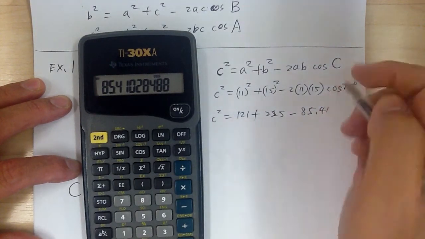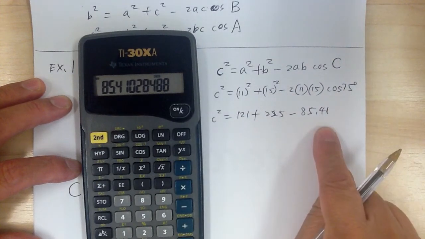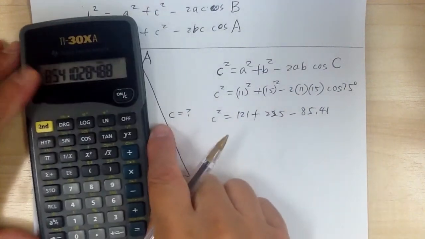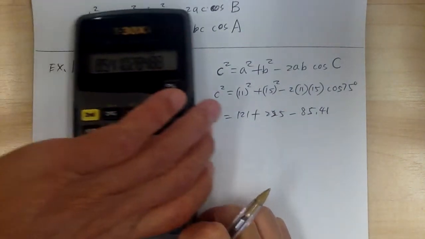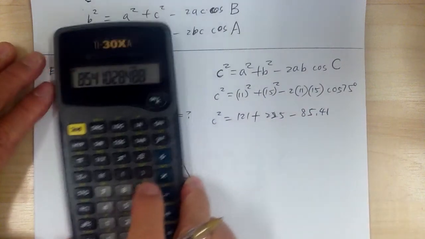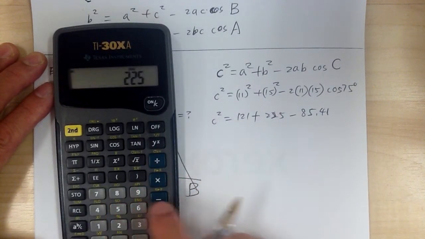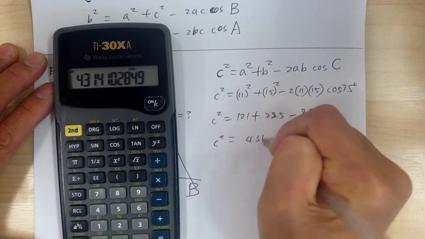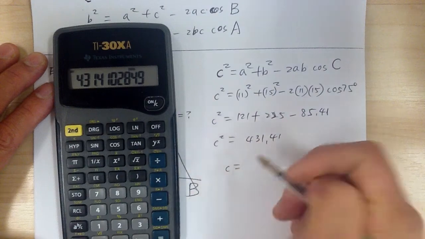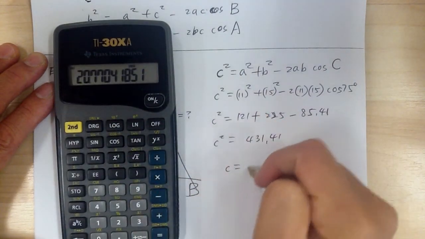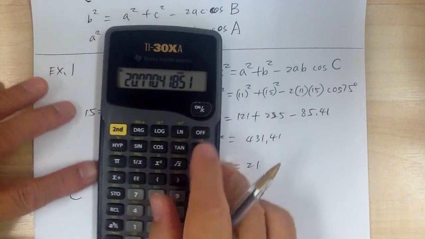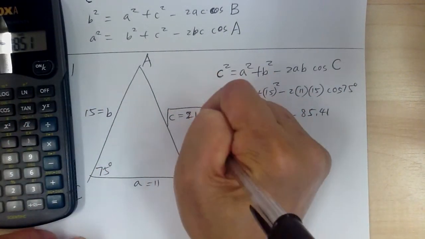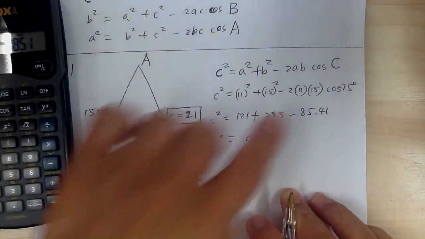85.41. Now, when you're doing the calculation, you want to get extra digits, so the answer will be more accurate. But for your final answer, you make the final answer match whatever it's giving. But when you're doing the calculation, get extra digits. Okay, so c squared equal to 431.41. So c equal to 20.77, so round it off to match. So c equal to 21. Okay, and that's it.